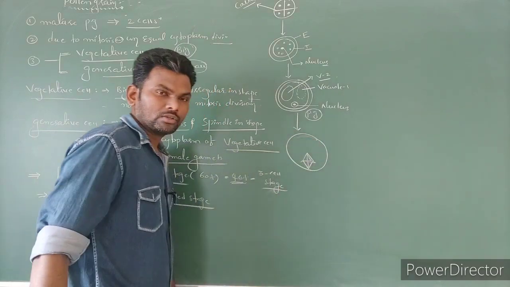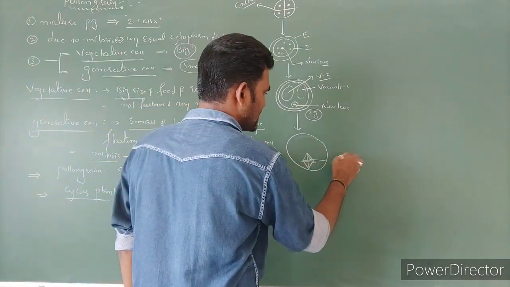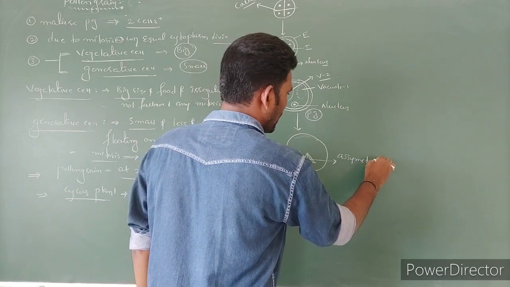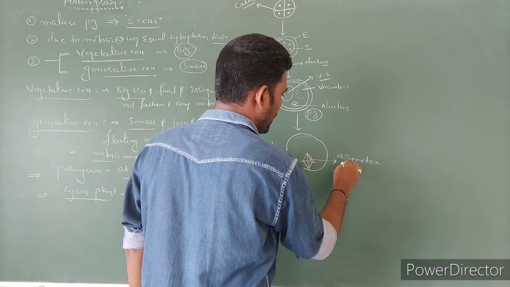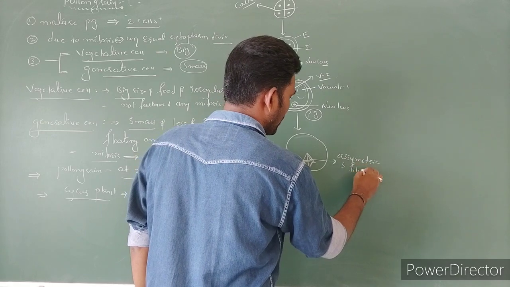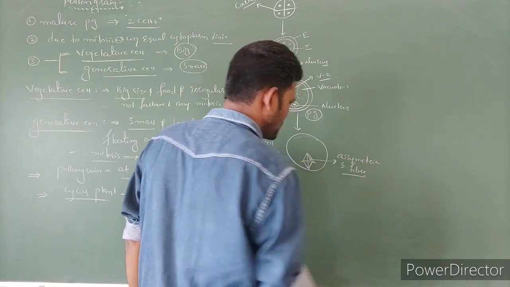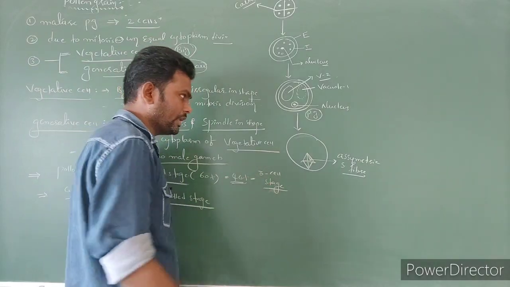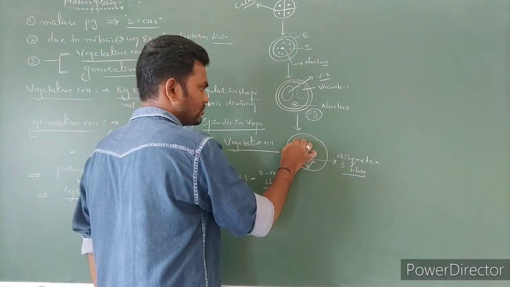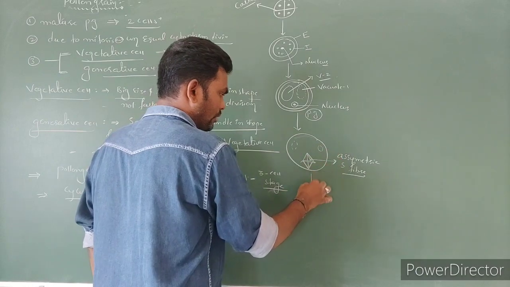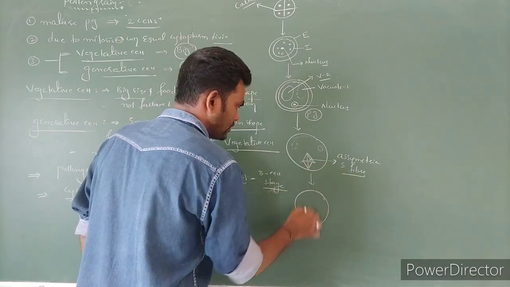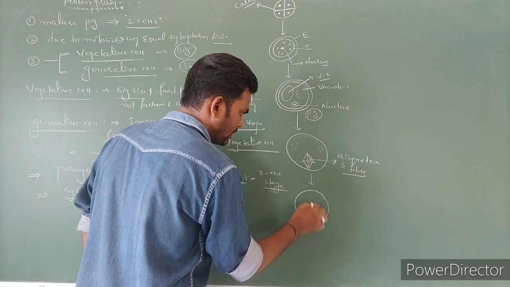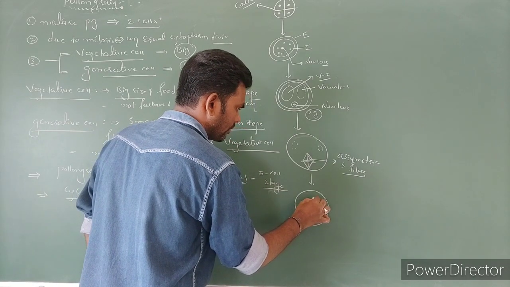So this spindle fiber is asymmetric. Due to the formation of asymmetrical spindle fibers, unequal cells are formed. Here this is the vacuole. Now it is going to become the formation of the matured pollen grain. Here one cell we can write, and here also one cell.